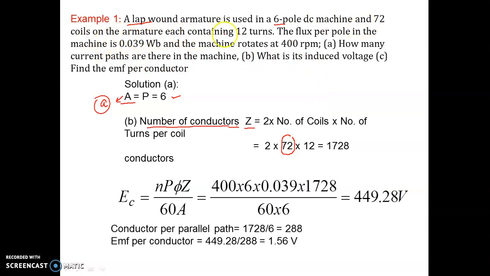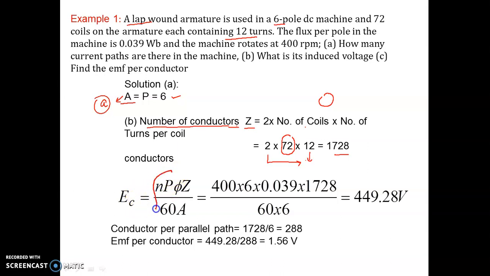Here, 72 coils on the armature and each containing 12 turns. So the number of coils is 72 and turns is 12. In one turn 2 conductors are there, so we have to multiply by 2 to get the conductors. So like this, multiply and get this much value. So we just use this relation, the induced EMF in the armature.